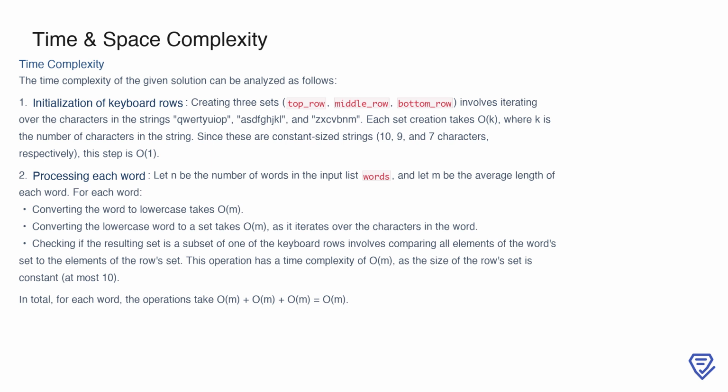Next, we process each word in the input list. Let's say there are n words in the list, and the average length of each word is m. For every word, we perform three main operations. First, we convert the word to lowercase, which takes O(m) time. Then, we convert the lowercase word into a set of unique characters, which also takes O(m) time. Finally, we check whether this set is a subset of one of the keyboard row sets. Since the size of each keyboard row set is constant, this operation also takes O(m) time. Adding these up, the total time complexity for processing one word is m plus m, which simplifies to O(m).